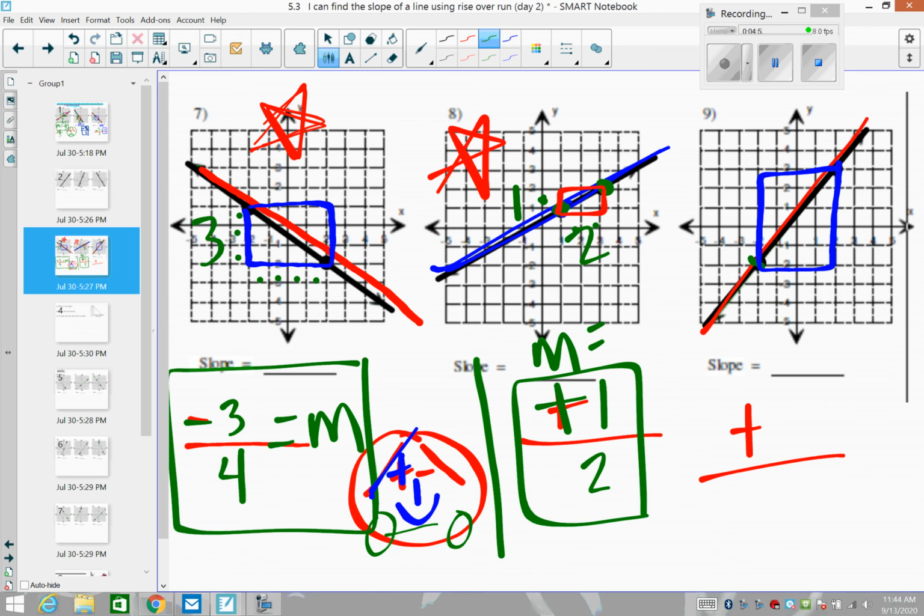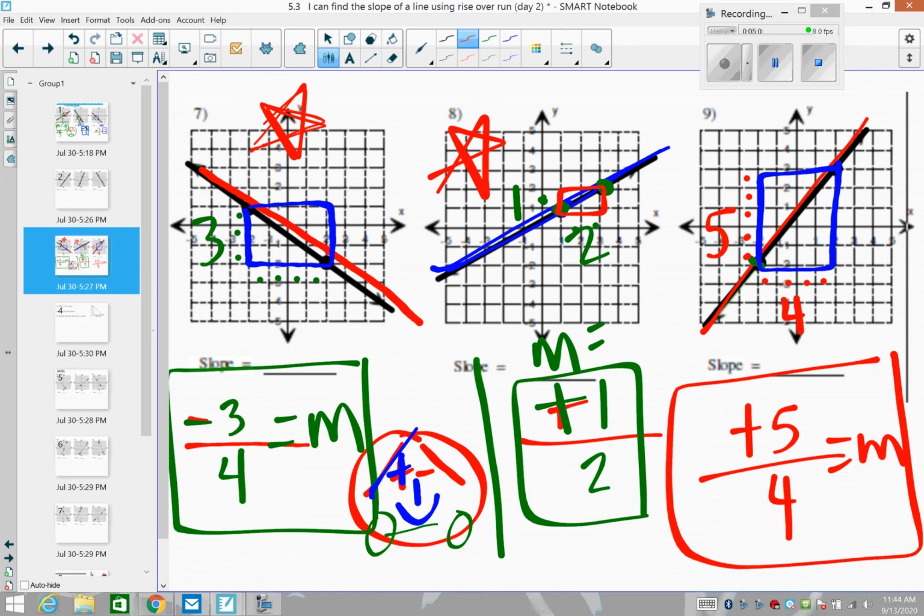So we end up with 1, 2, 3, 4, 5 as our rise. 1, 2, 3, 4 is our run. So we have a positive 5 over 4, our slope is positive 5/4. That's a review from yesterday's work.